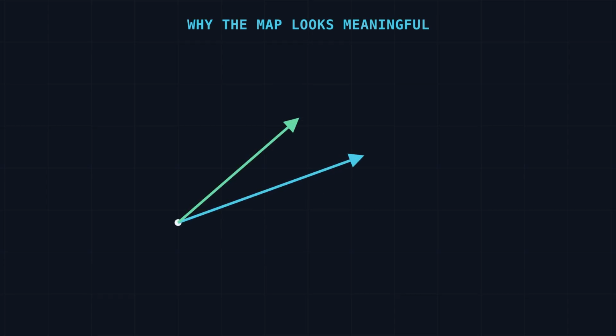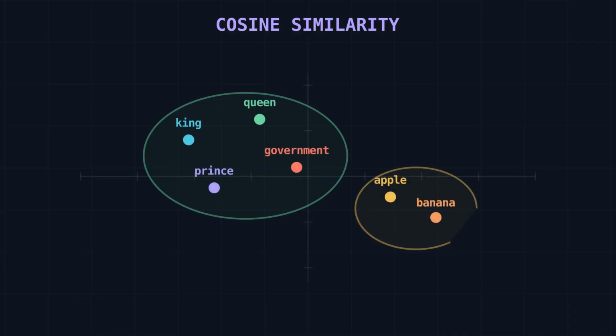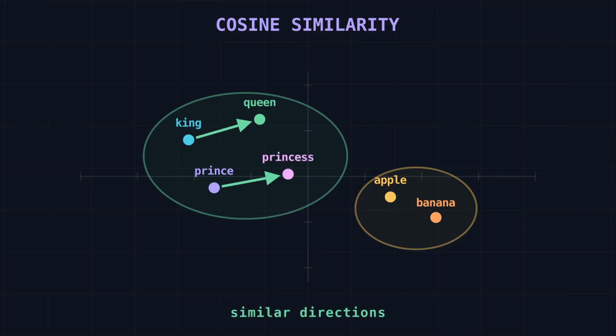Once training creates structure, we can compare vectors. One option is distance. Another is direction. Cosine similarity compares the angle between two vectors, which often helps find tokens pointing in similar directions even when their lengths differ. On our map, king, queen, prince, and government may form one broad neighborhood. Apple and banana may form another. A direction that moves from king toward queen may resemble a direction from prince toward princess.